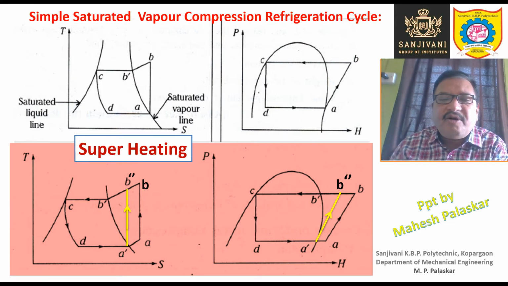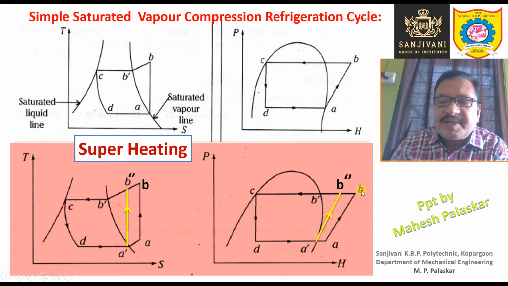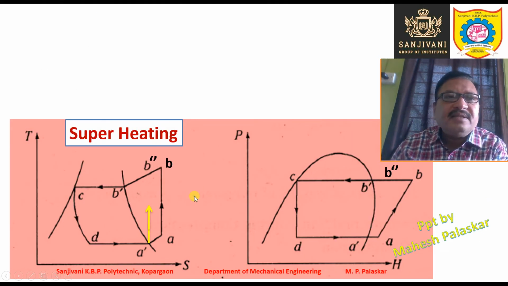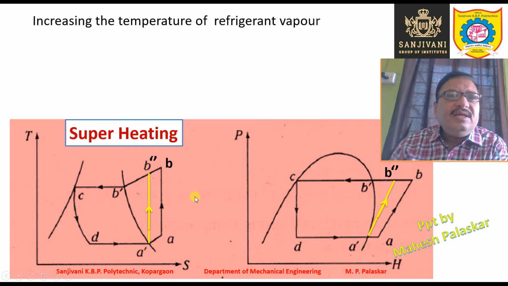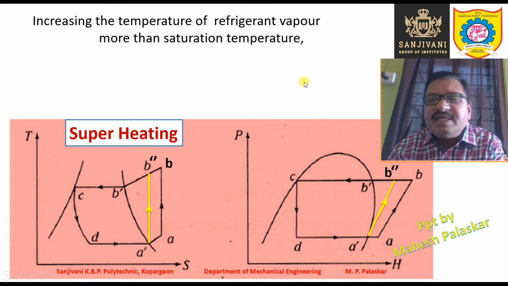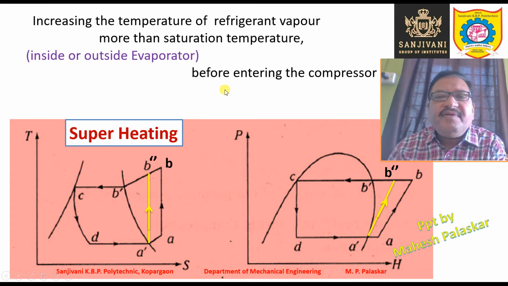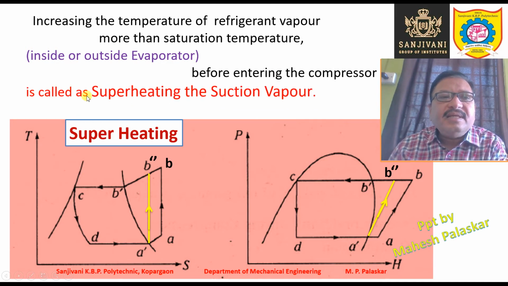inside the evaporator, or it may take place outside the evaporator also. But this superheating is done before entering the compressor, right? So this is nothing but superheating. Thus superheating is nothing but increasing the temperature of the refrigerant vapor more than saturation temperature inside or outside the evaporator before entering the compressor, and it is called superheating the suction vapor.